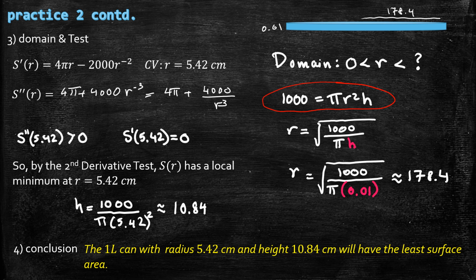The conclusion is that the 1 liter can with radius 5.42 centimeters and height 10.84 centimeters will have the least surface area. And this way we can minimize the cost of constructing the can.